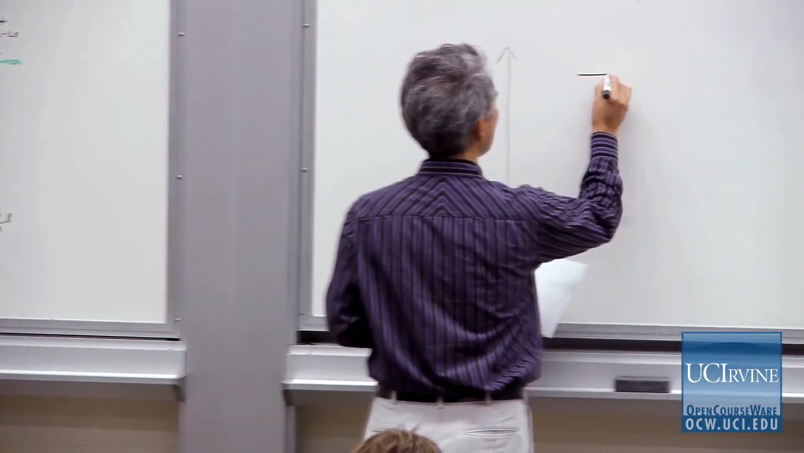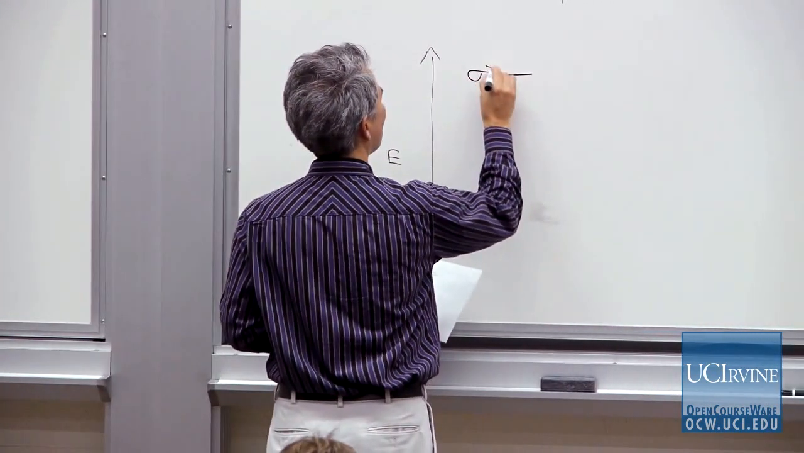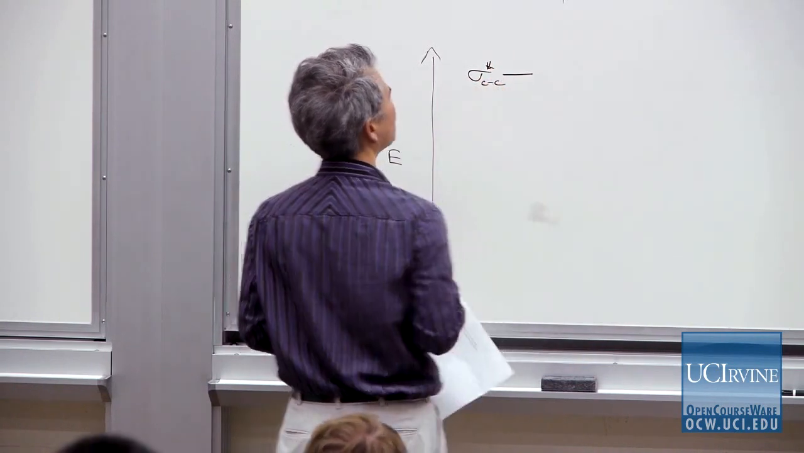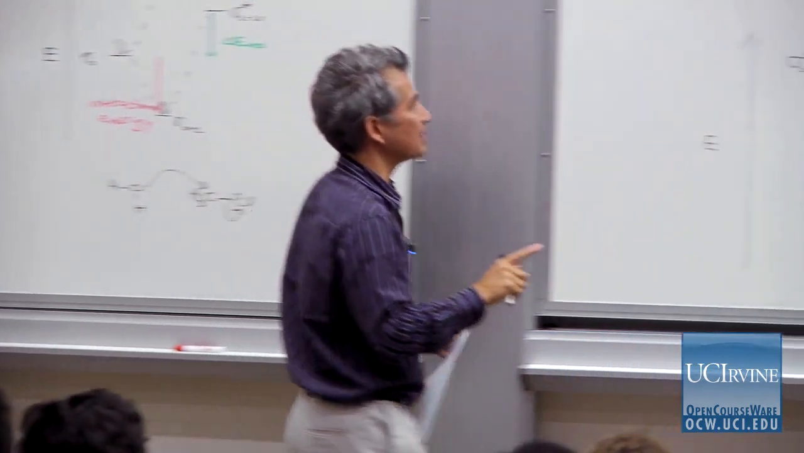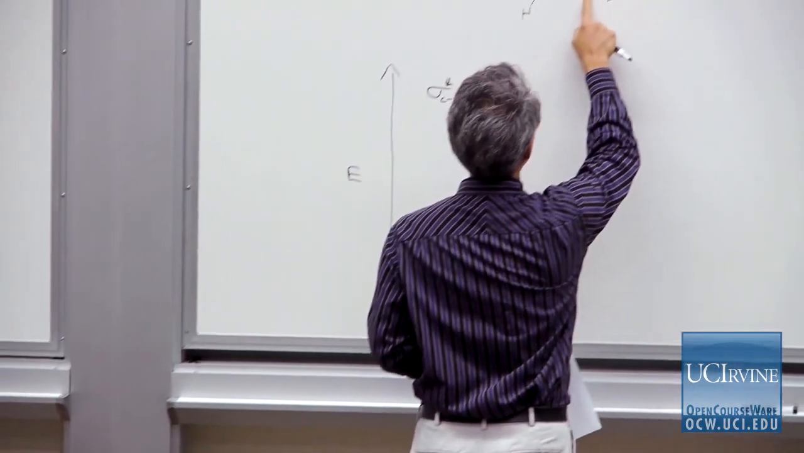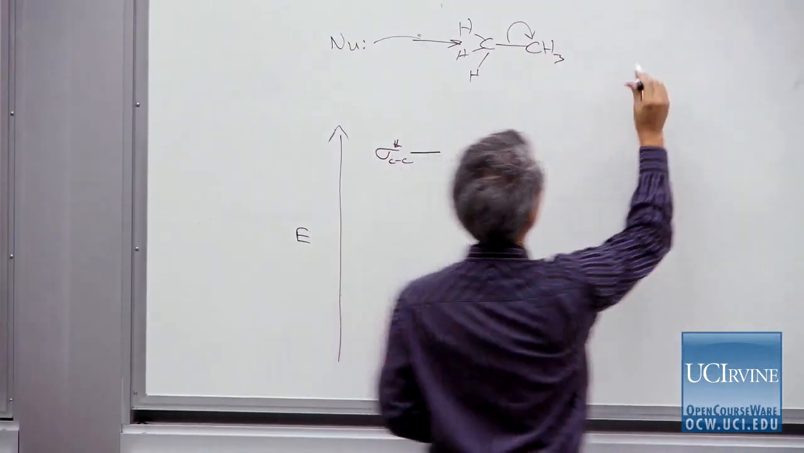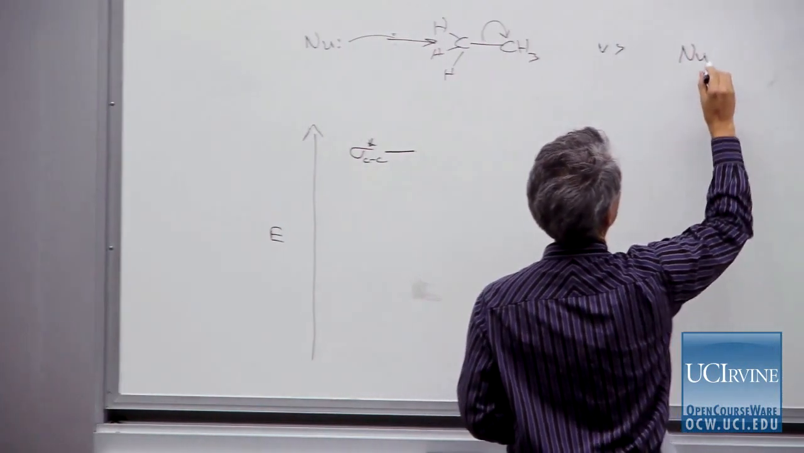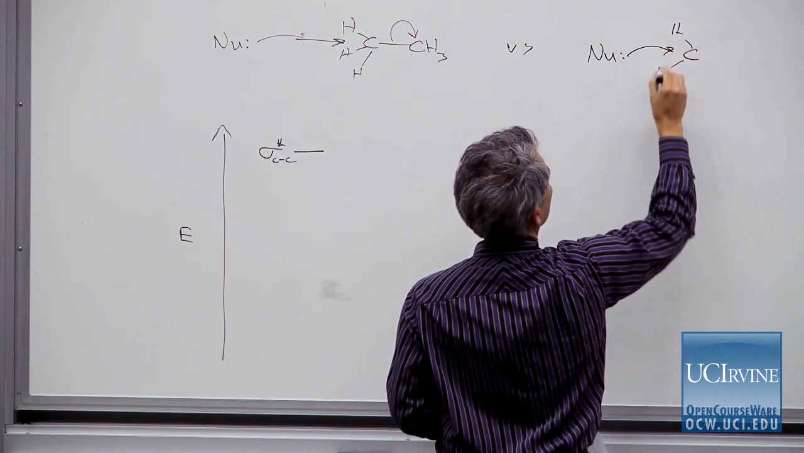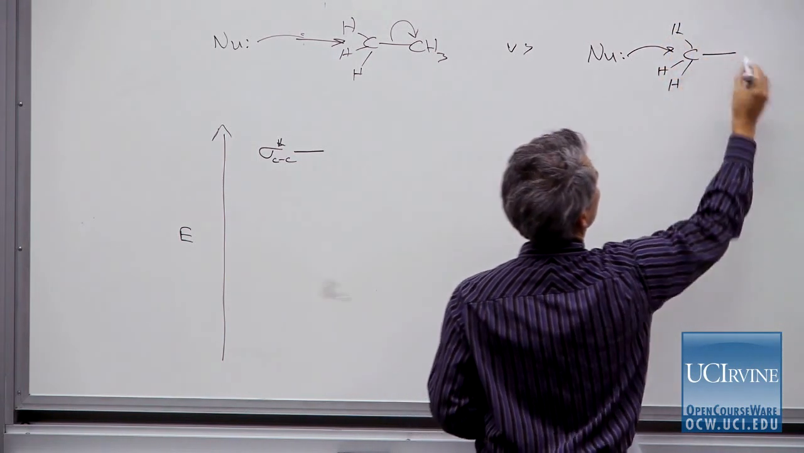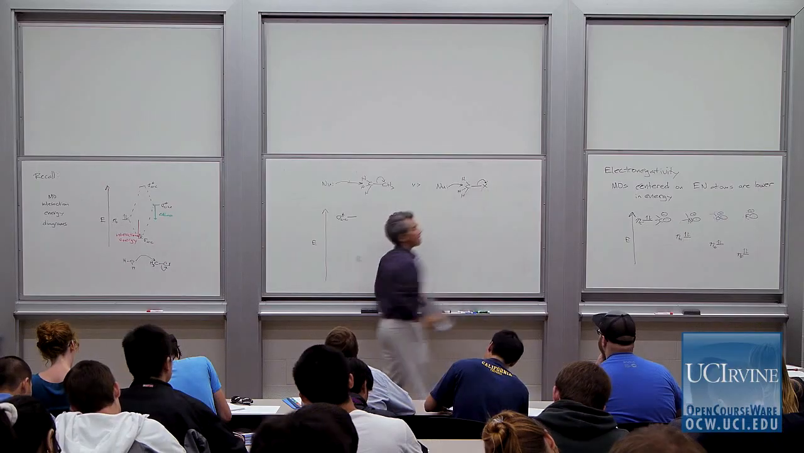Let's go ahead and sketch out what happens as we take a sigma star orbital, like this carbon-carbon one, and we graph that. What happens if I replace this atom here with something else? I'm interested in the antibonding orbital here versus some other atom.